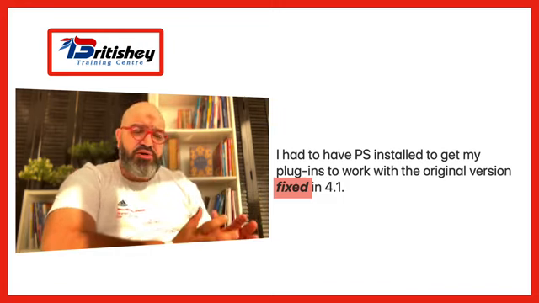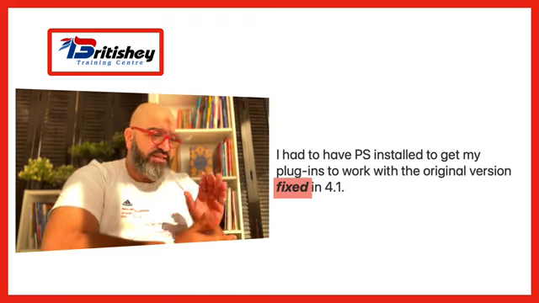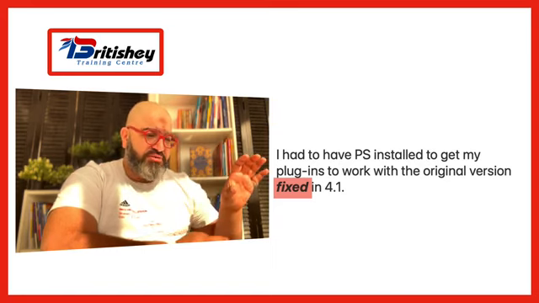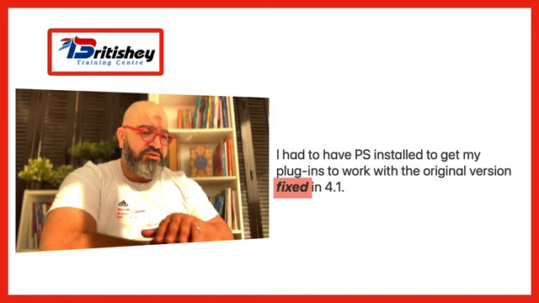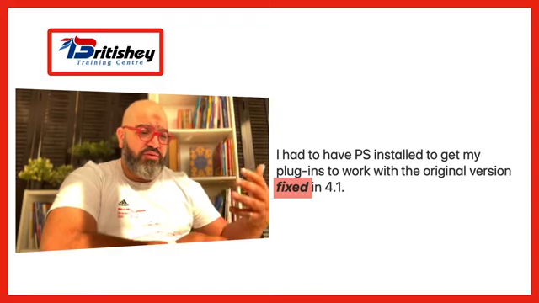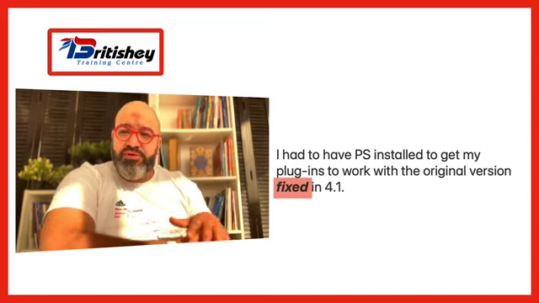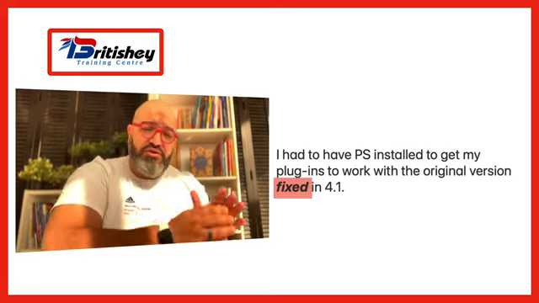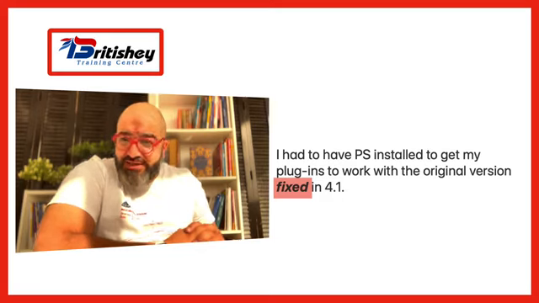Someone might say, Shadi, but why don't we say that it is a past simple? Well, simply because when you read the sentence, it says, I had to have, so that's a verb. I is a subject, so we've got I, that's a subject. Had to have, that's a verb. I had to have BS installed to get my plugins to work with the original version fixed. You cannot say that fixed is a main verb, because the main verb is had to have. And in order for fixed to be a verb, then you need a connector, because you cannot have double verbs in one sentence without a connector.